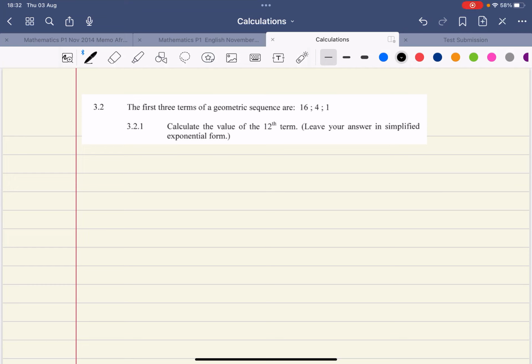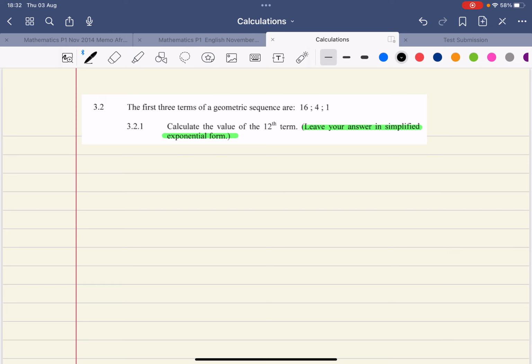The first three terms of a geometric sequence are 16, 4, and 1. Calculate the value of the 12th term, and importantly, leave your answer in simplified exponential form.